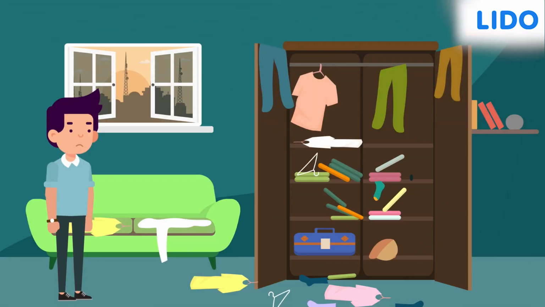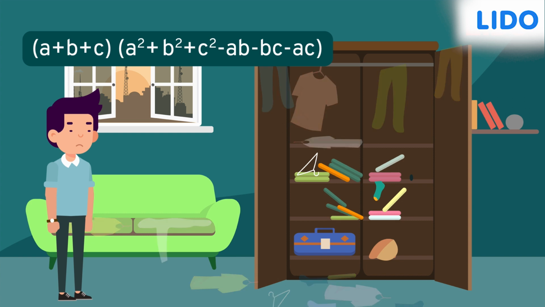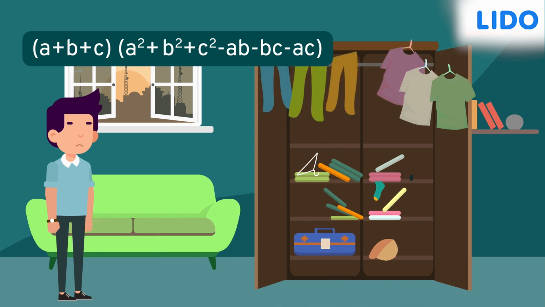Hey guys, look at the heap of clothes in Vishal's cupboard. He can hardly find anything to wear. His situation is complex and chaotic, just like this mathematical expression. If only he took some time out to fold his clothes and arrange them well by keeping the like ones together, that is, all the shirts in one section and all the trousers in another, his life could have been easier. Let's see if we can do that with this expression.